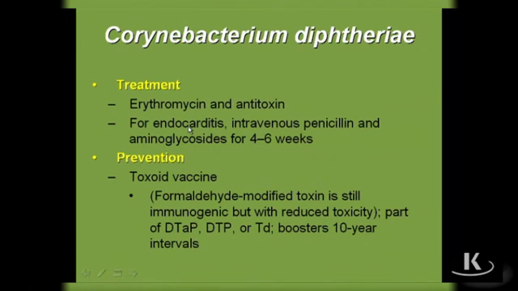Now, as far as prevention, it's part of the DTP vaccine. We mentioned the T, so that was tetanus. This is the D. It is also a toxoid type of vaccine. So it's an inactivated toxoid vaccine that we give routine boosters of. Okay? So that's the prevention for Corynebacterium diphtheriae.